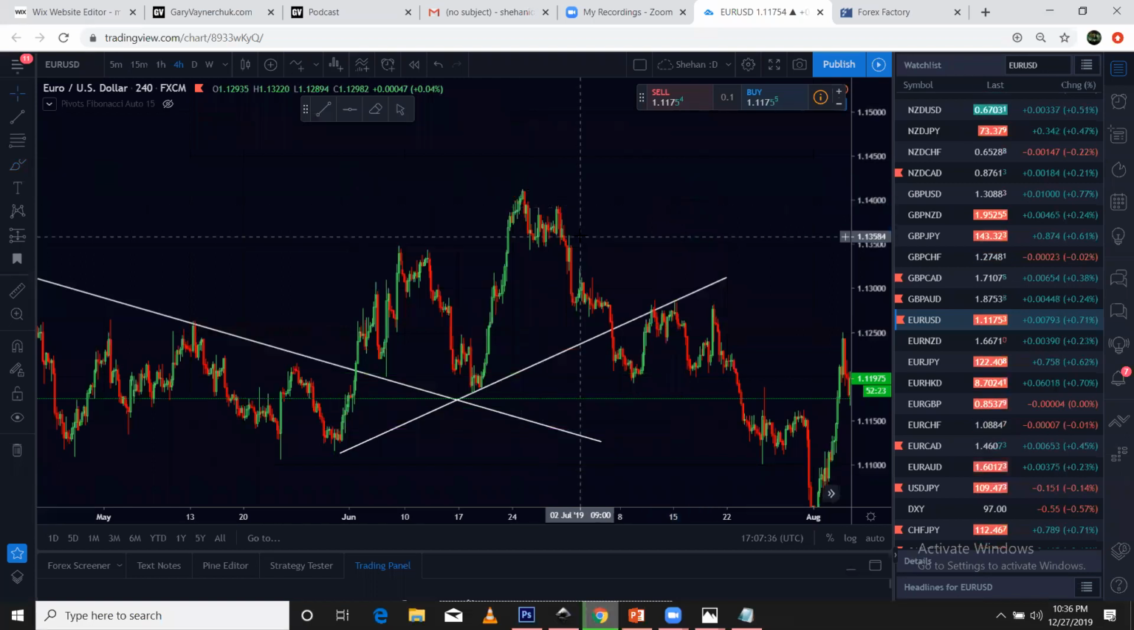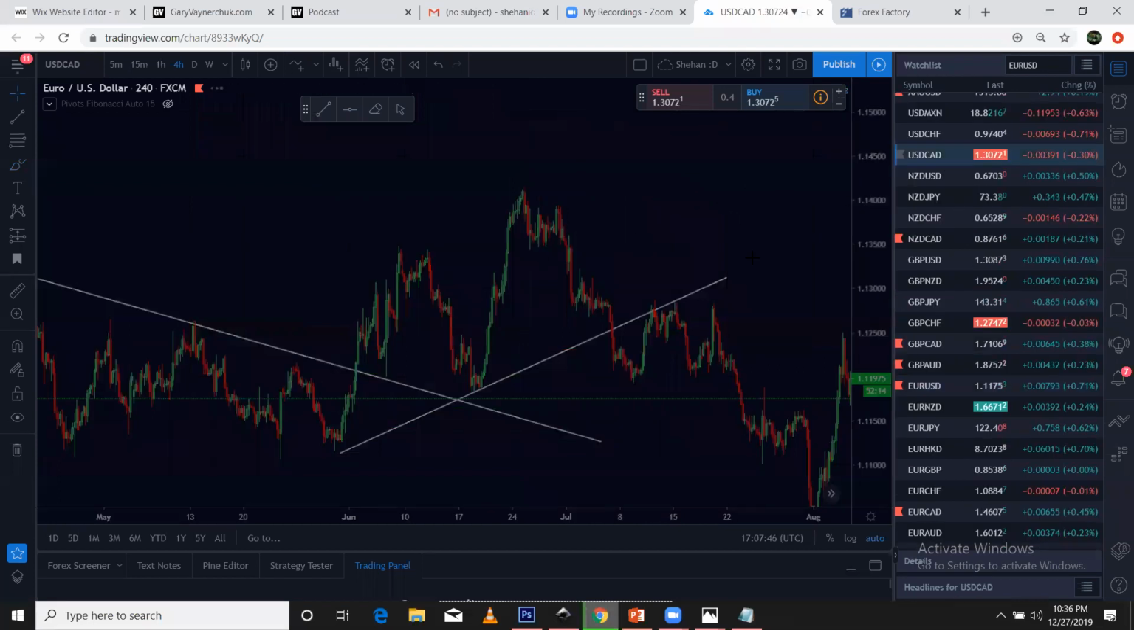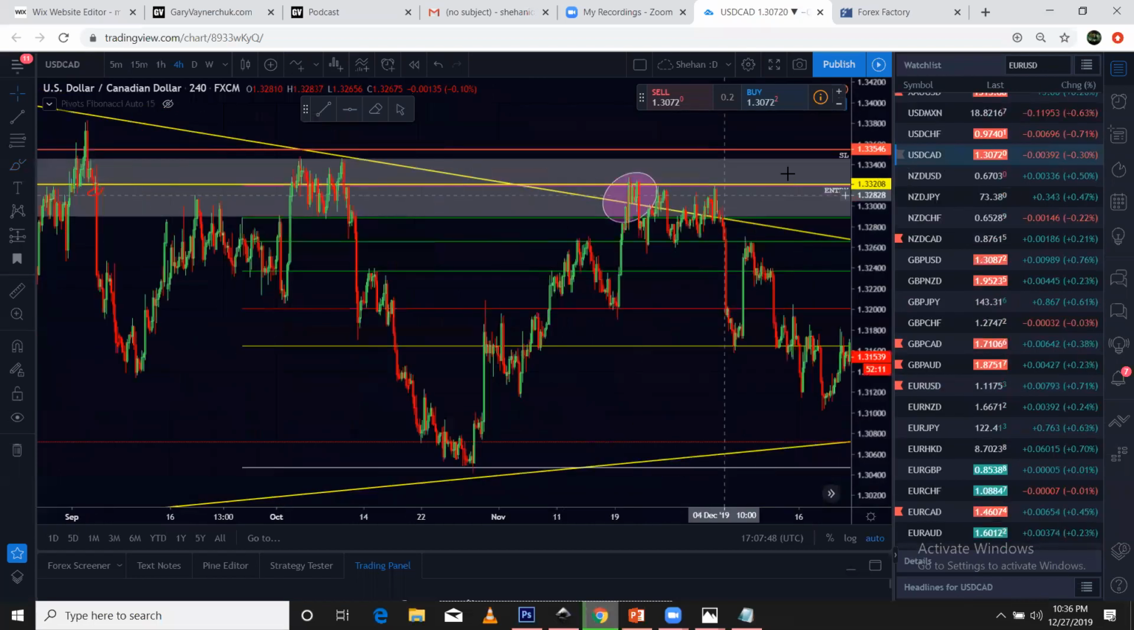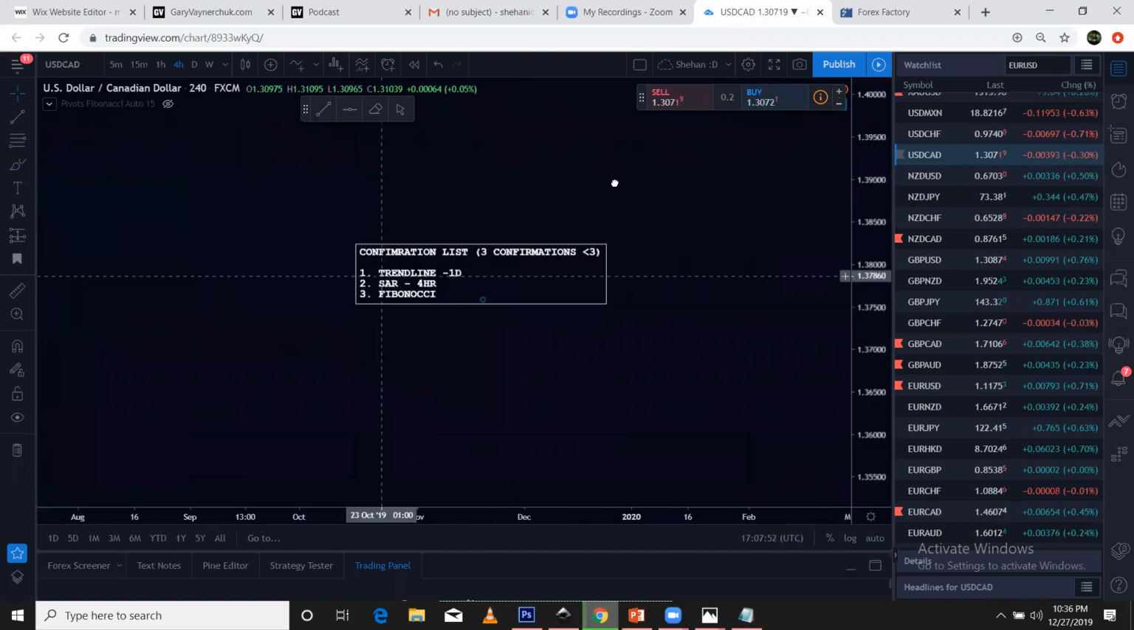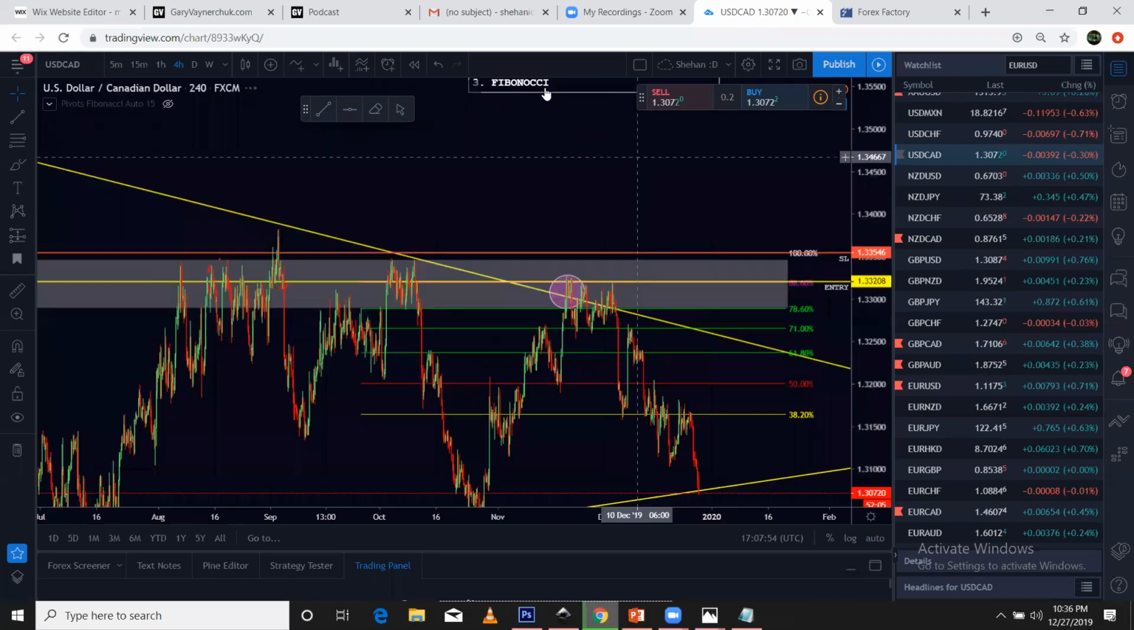Understand, guys, Fibonacci is just one more tool. You can't only trade with Fibonacci. You need to have a confirmation checklist. That's why I had it on the previous market, right? I had 3 confirmations. Where was it? Right here, right? 3 confirmations.